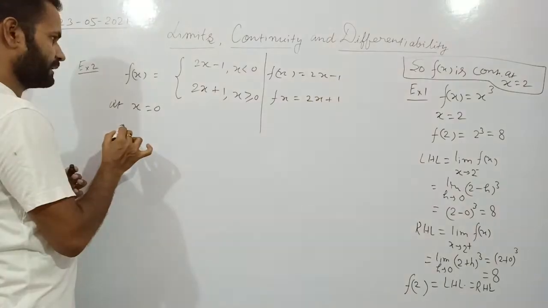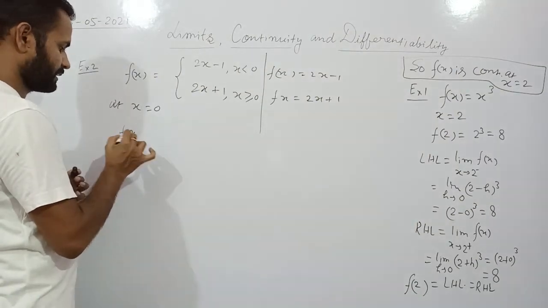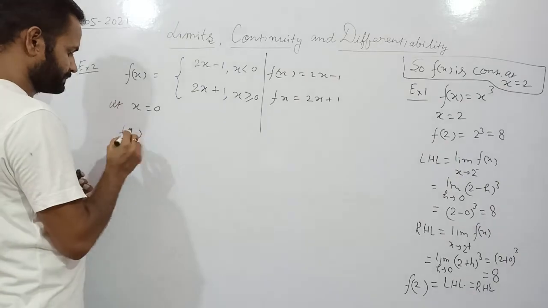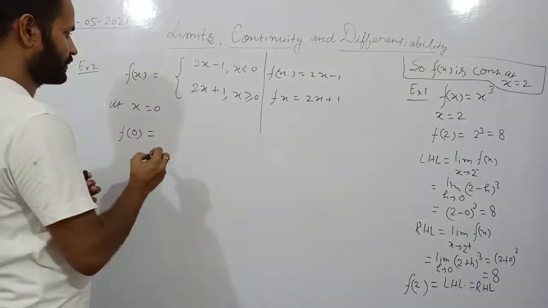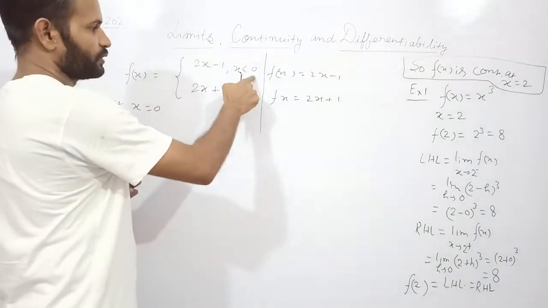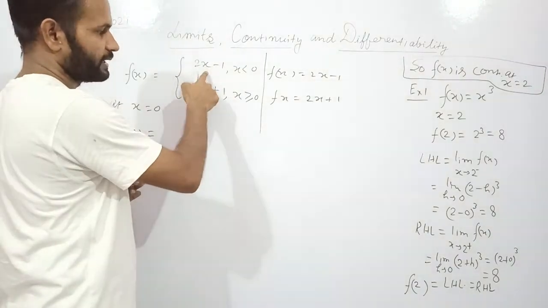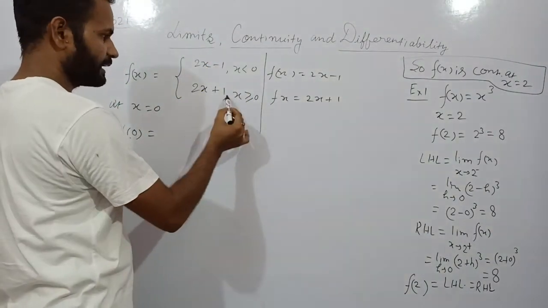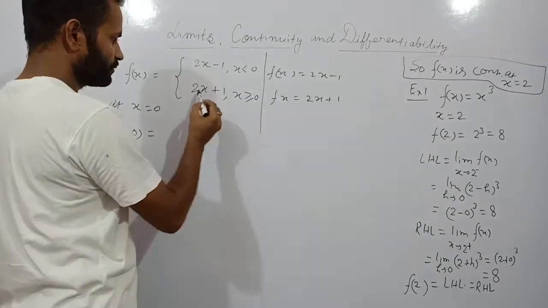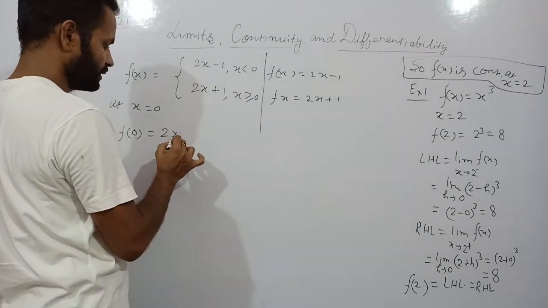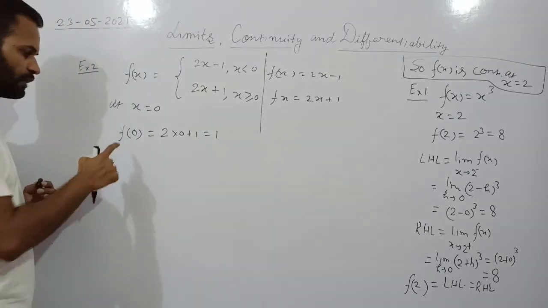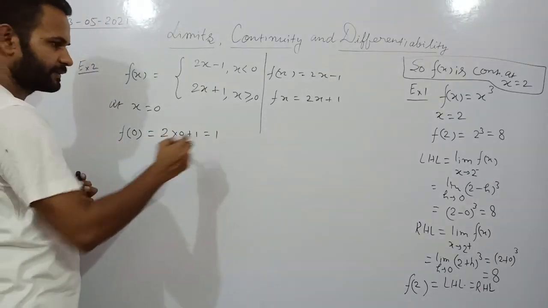So first calculate f(0). For x less than 0, this expression cannot be taken. For x greater than or equal to 0, here for x equals 0, we can apply this expression: 2 into 0 plus 1 equals 1. So f(a) we are getting 1.